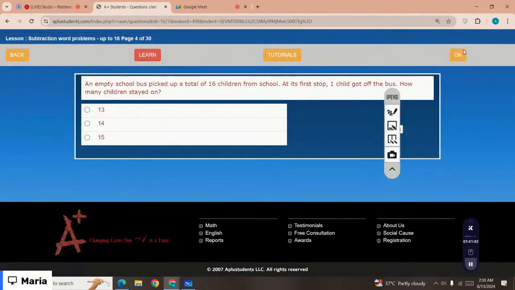An empty school bus picked up a total of 16 children from school. At its first stop, one child got off the bus. How many children stayed on? So, which is the correct option?